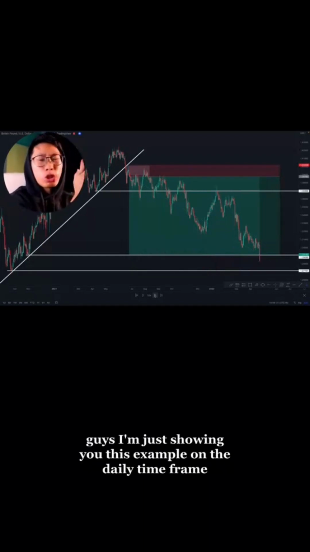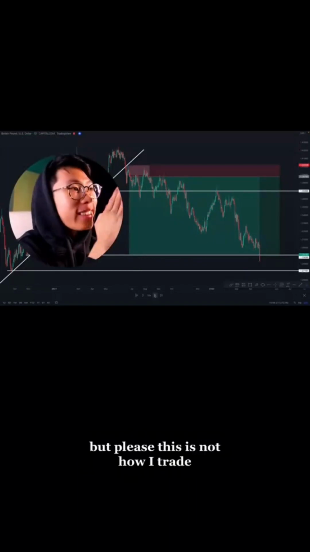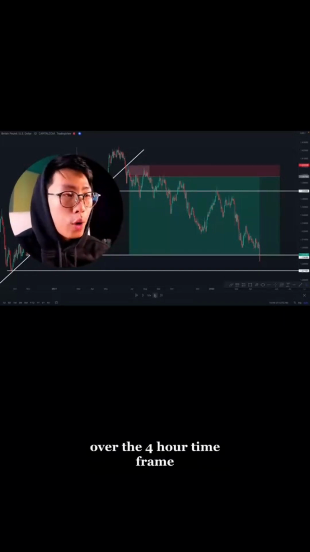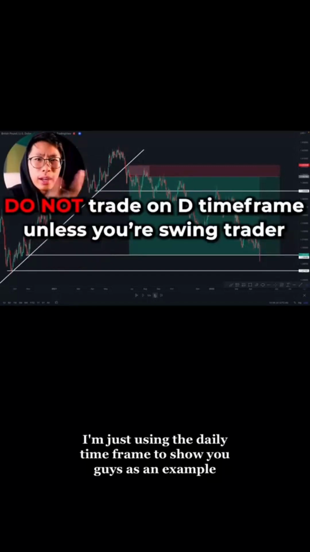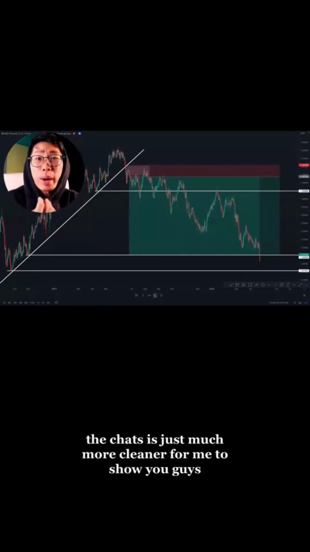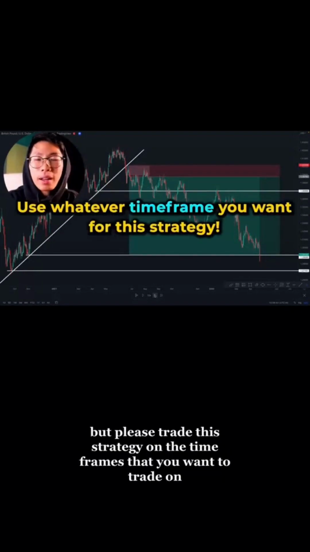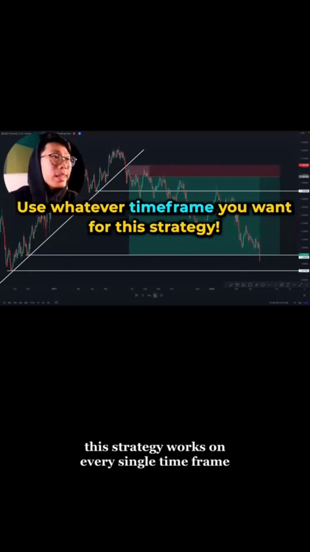By the way guys, I'm just showing you this example on the daily time frame, alright? So this trade literally takes months to go into take profit. But please, this is not how I trade, alright? I'm going to be using the 1 hour time frame for this strategy or even the 4 hour time frame. I'm not going to be trading on the daily time frame. I'm just using the daily time frame to show you guys as an example, because on the daily time frame, the chart is just much cleaner for me to show you guys. But please trade this strategy on the time frames that you want to trade on, be it the 15 minute, the 1 hour, or the 4 hour. This strategy works on every single time frame.